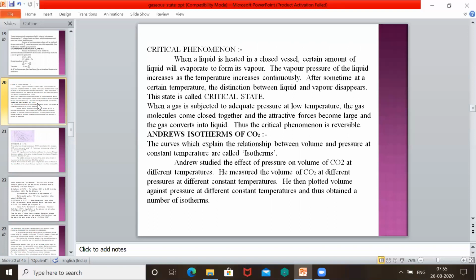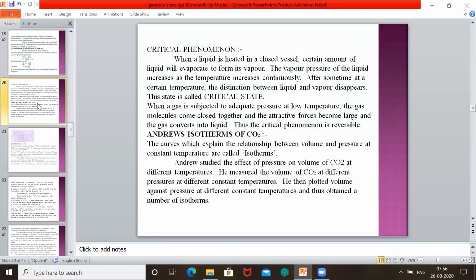When a liquid is heated in a closed vessel, some amount of liquid evaporates to form vapors. The vapor pressure of the liquid increases as the temperature increases continuously. What happens here? When liquid is heated, some of the liquid converts into vapor, and as we go on continuing heat, liquid continues to form vapors. A temperature will be reached where the clear distinction between vapor and liquid disappears.